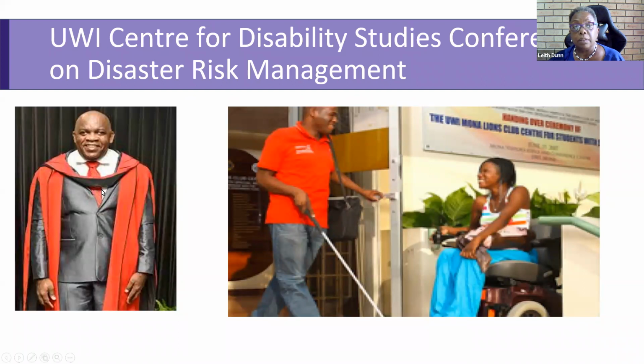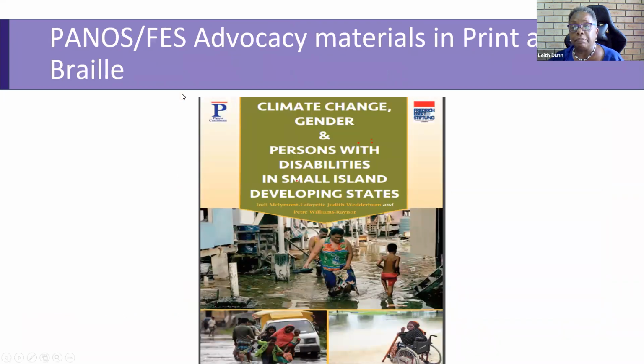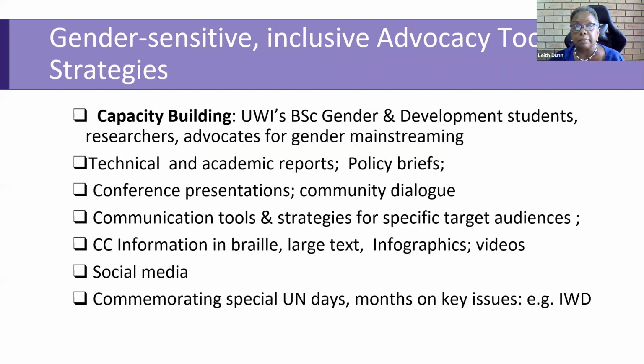We have worked also with the UWI Center for Disability Studies, and this is Senator Dr. Floyd Morris, who is the director, who is blind and is an advocate for the rights of persons with disabilities. And they have done conferences on climate change and disaster risk management, and we have contributed from that point of view. And this is a publication by Panos and the Friedrich Ebert Stiftung. I raise it here because in addition to a written print version of this on early warning systems for persons with disabilities and climate change, it did a Braille version. So it means that we can also disseminate information through diverse means.